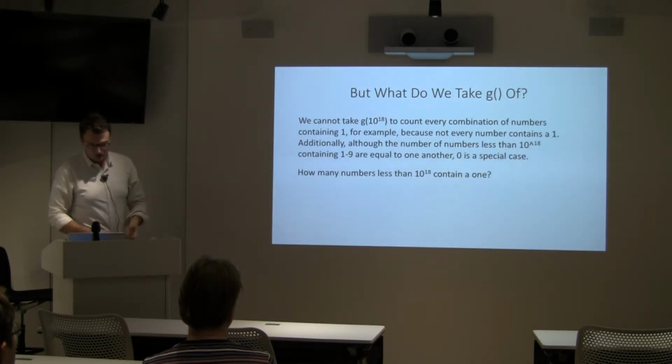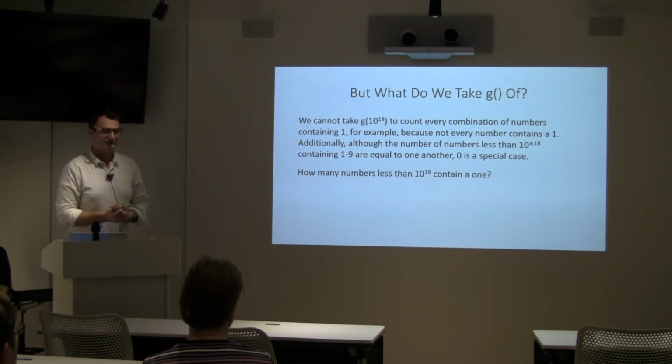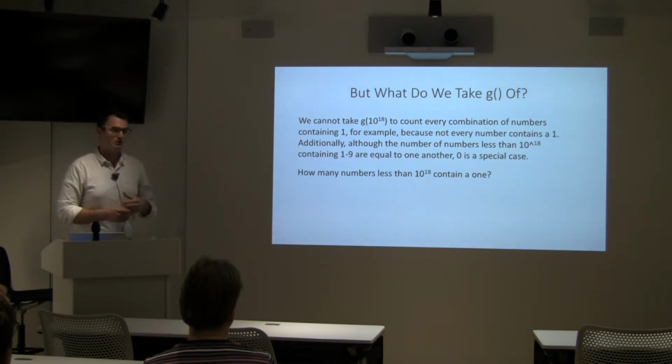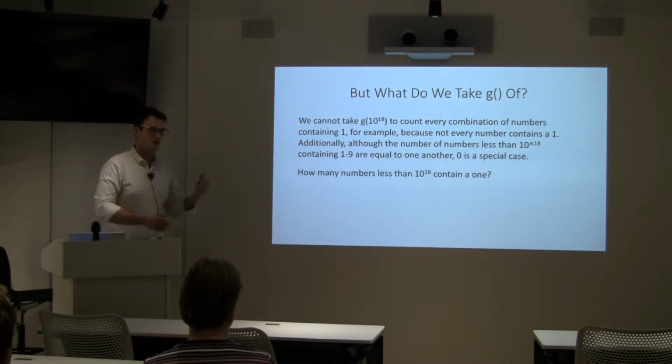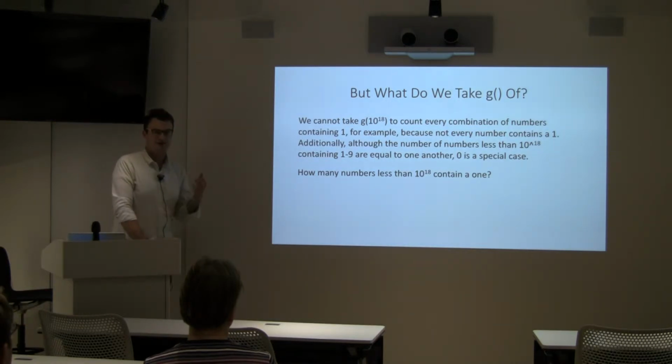But what do we take g of? Unfortunately, not every number less than 10 to the 18th contains a 1 or a 2 or 3 or 4 or 5 and so on. So we have to count the combinations of numbers less than 10 to the 18th that contain each number. Also, the count of numbers less than 10 to the 18th that contain 1 is equal to the count that contain 2, which is equal to the count that contain 3.